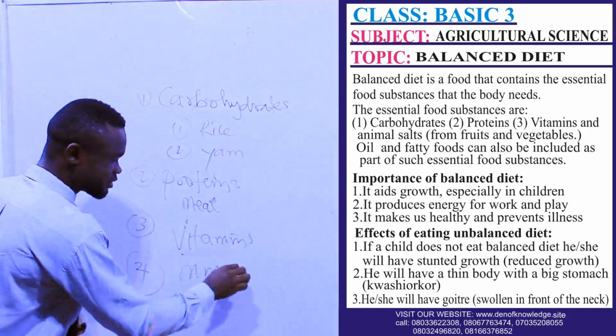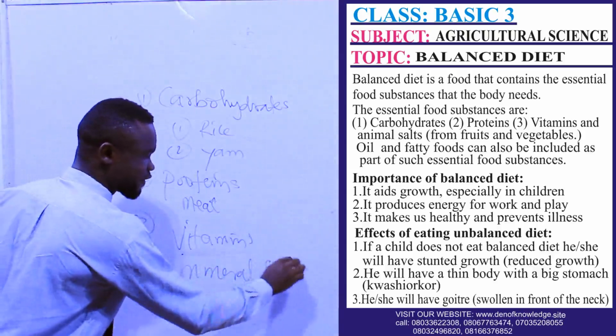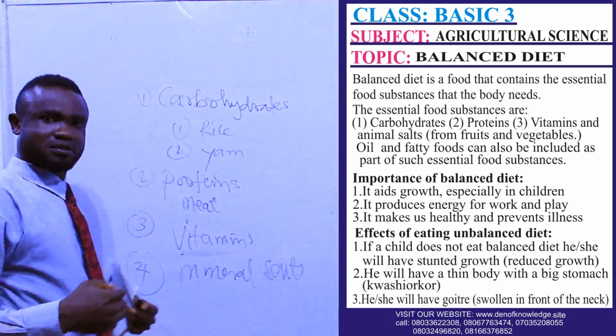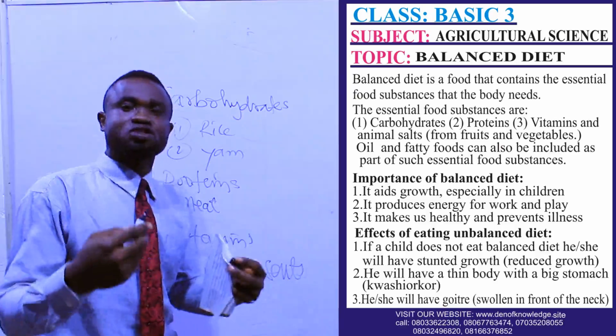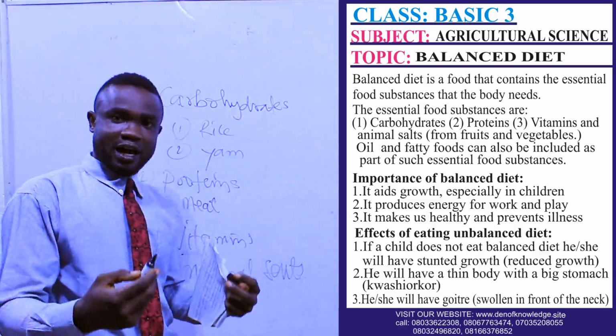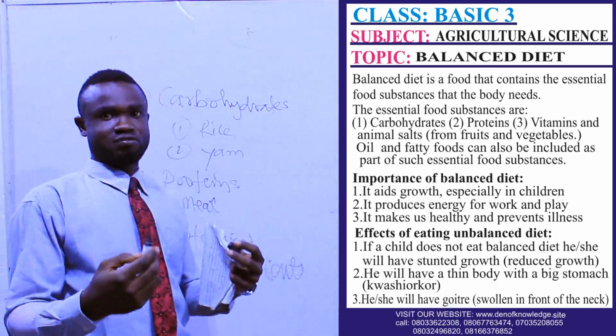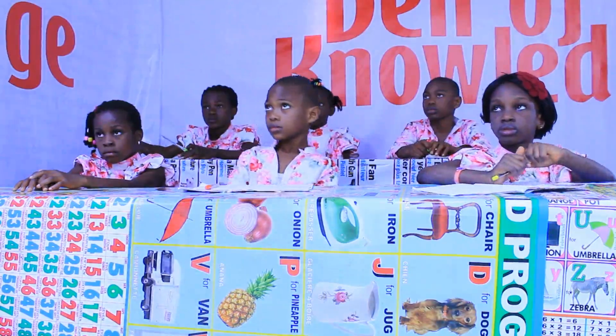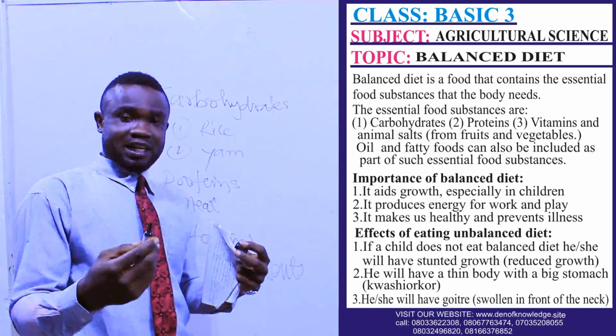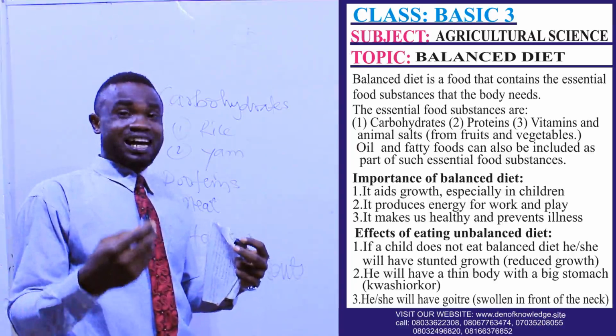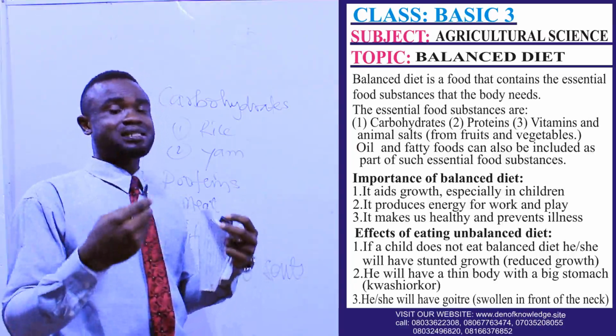Next one is mineral salt. Examples of mineral salt supplements are fruits, vegetables. And lastly, we have fat and oil supplement as part of this balanced diet.